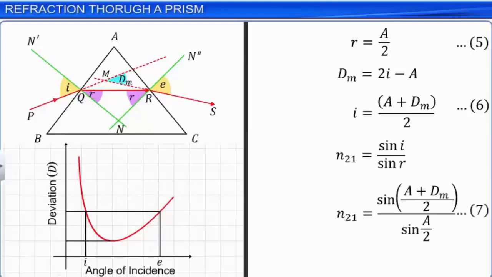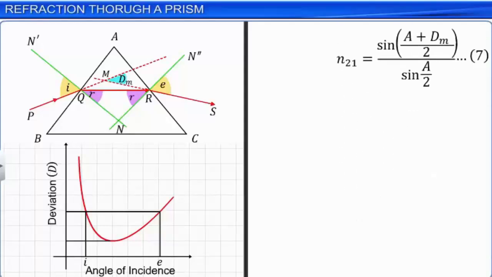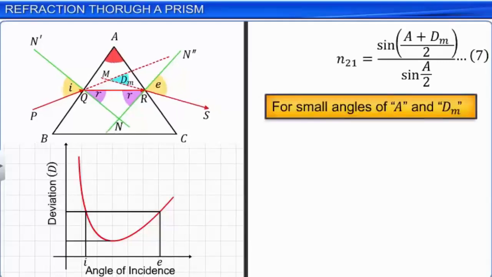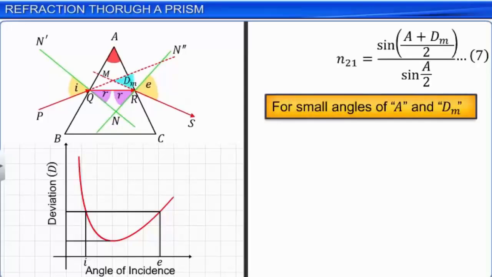If the refracting angle of the prism is small, then the value of the minimum deviation is also small. But we know that for small angles theta, sin theta is approximately equal to theta. Hence, we can assume that sin((A + dm)/2) is approximately equal to (A + dm)/2, and sin(A/2) is approximately equal to A/2.